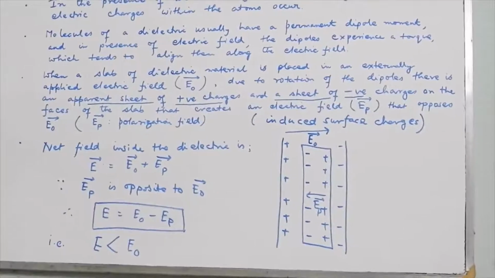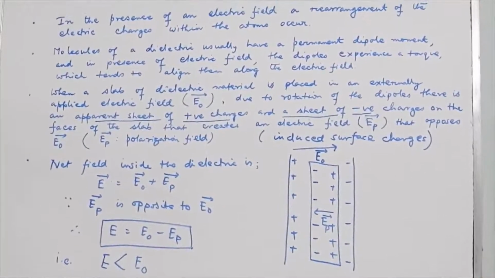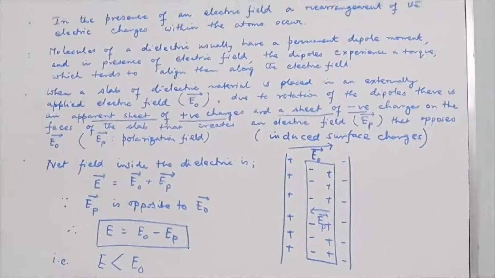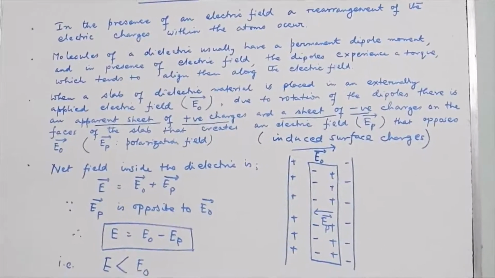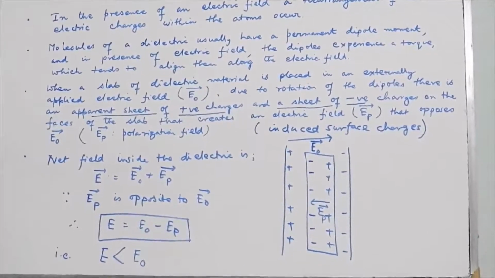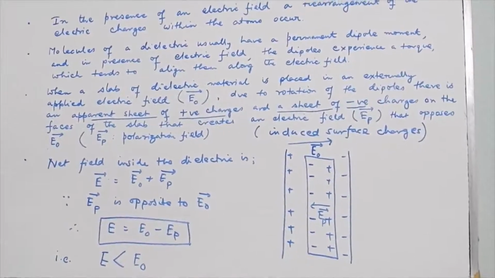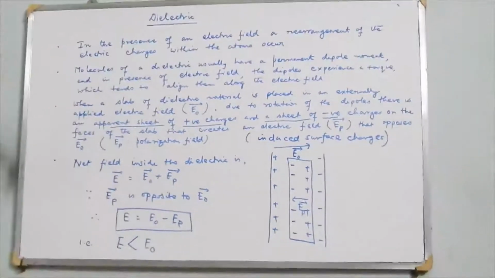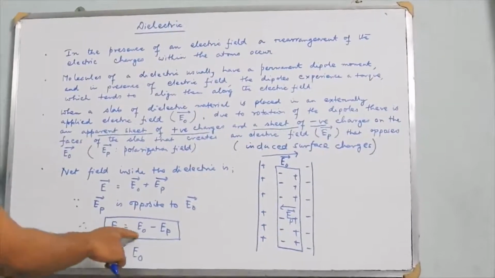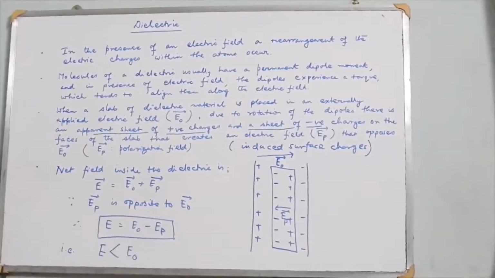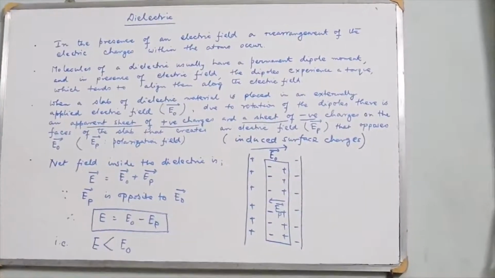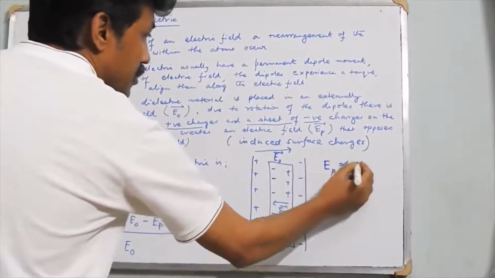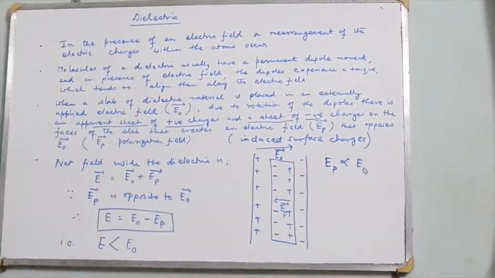So when a dielectric is placed in an externally applied electric field, the induced surface charges appear that tend to weaken the original field within the material of the dielectric. So if E0 increases, simultaneously EP will also increase. So we can say that this EP is proportional to E0, because if E0 increases, EP also increases.